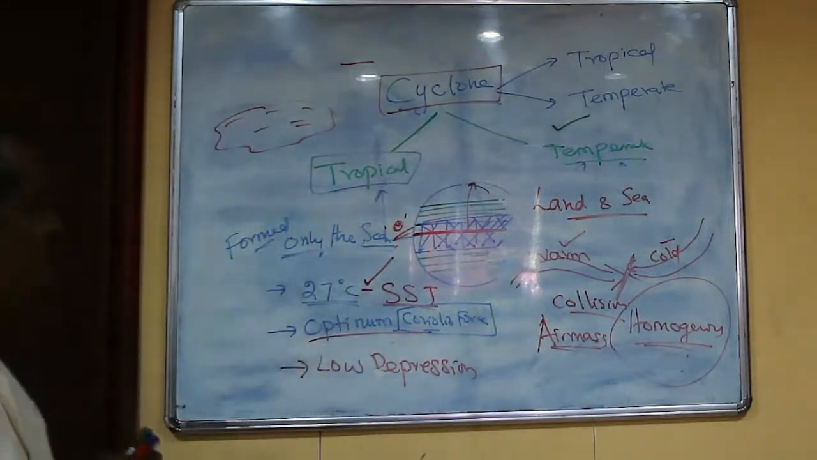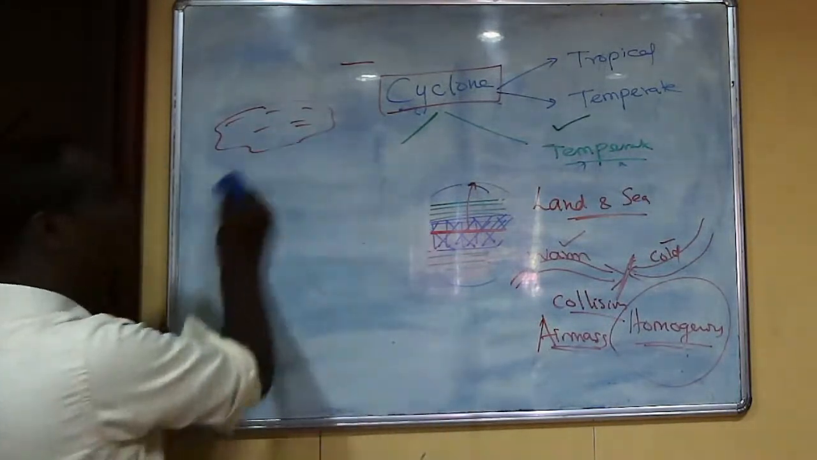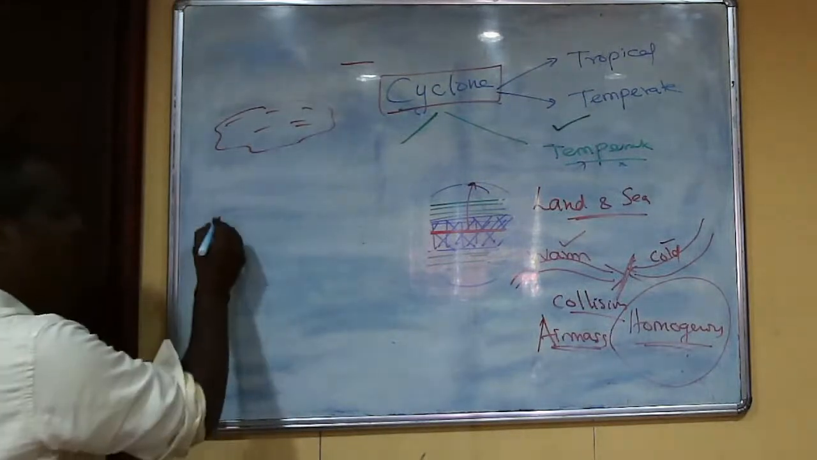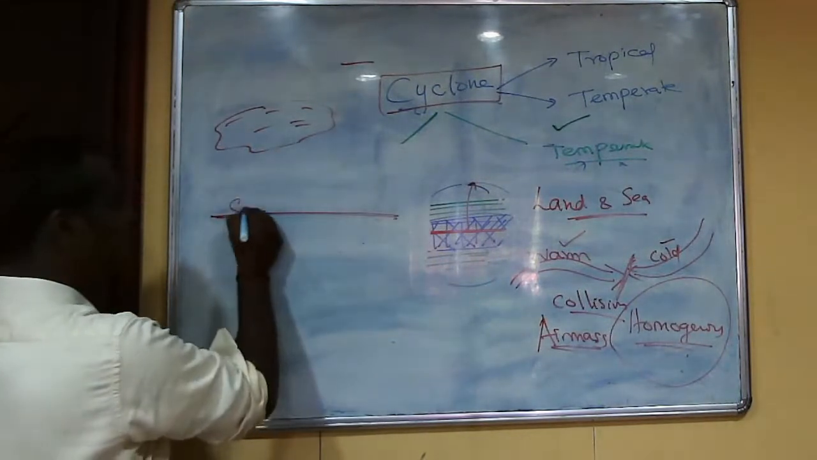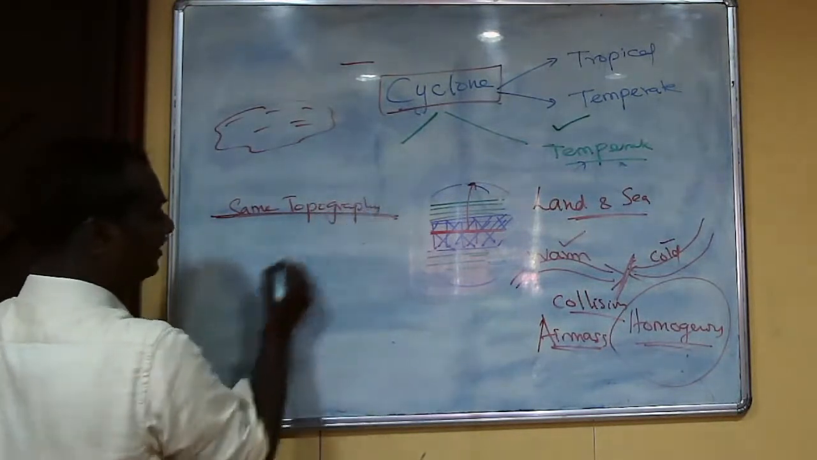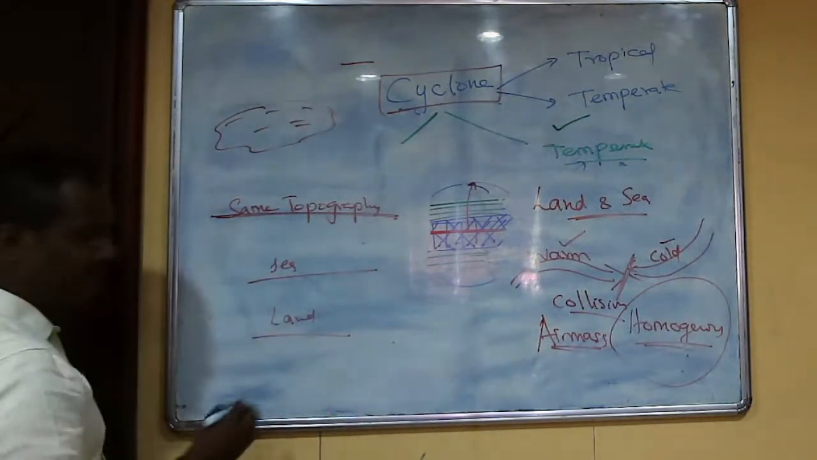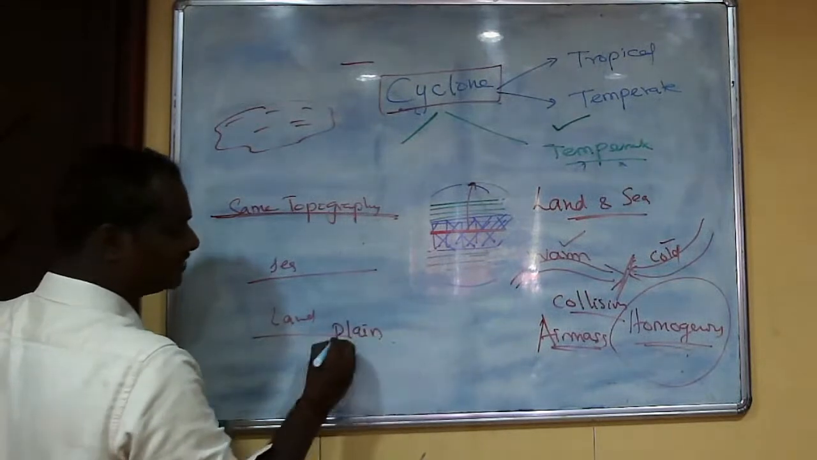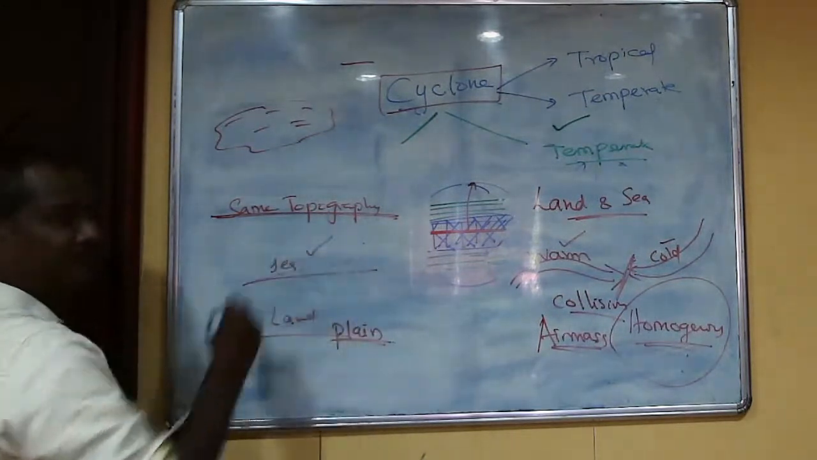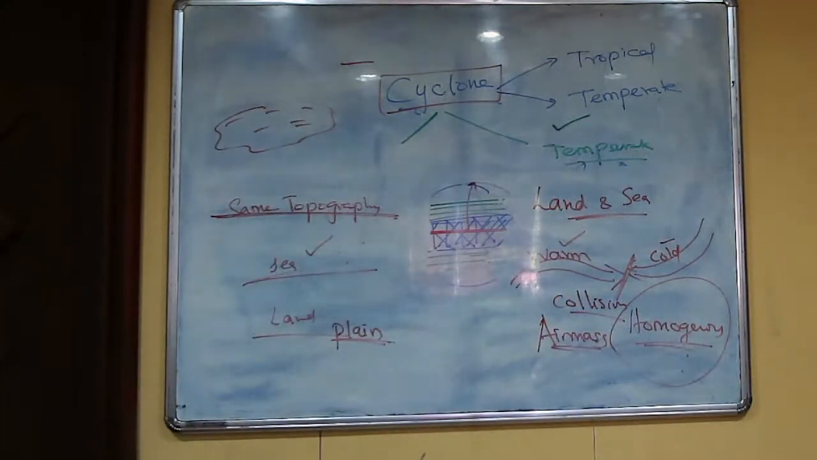One time they asked what the conditions are for air mass formation. The condition is that the area should have the same topography. If it is sea, then it is continuously sea. If it is land, then continuously land. Particularly a plain area. Air masses are better formed in a plain area or in the ocean. In the hilly regions, air masses are not formed.